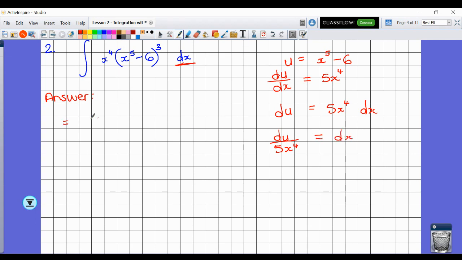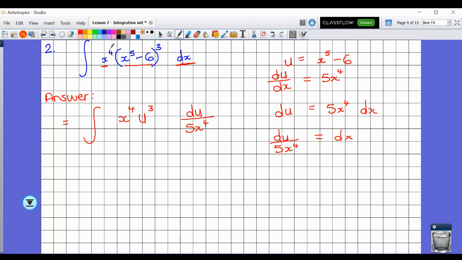There we go. Okay, so I'm going to change dx out for du over 5x to the 4. So if we go back to this bit, the bit inside the bracket is u. We've still got a cubed on the outside, so u cubed. Now you might have realised this x to the power of 4 that we've not dealt with yet. What I'm going to do is just stick that in here.